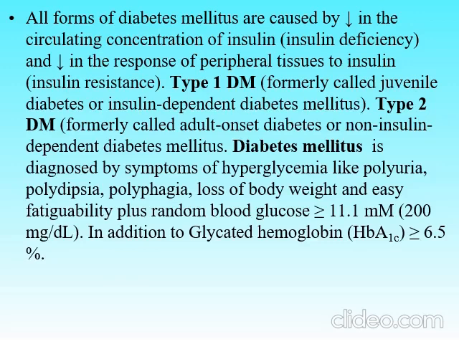Diabetes mellitus is diagnosed by symptoms of hyperglycemia like polyuria, polydipsia, and polyphagia, loss of body weight and easy fatigability, plus random blood glucose more than 12.1 millimolar or 200 milligram per deciliter, in addition to glycated hemoglobin more than 6.5%.